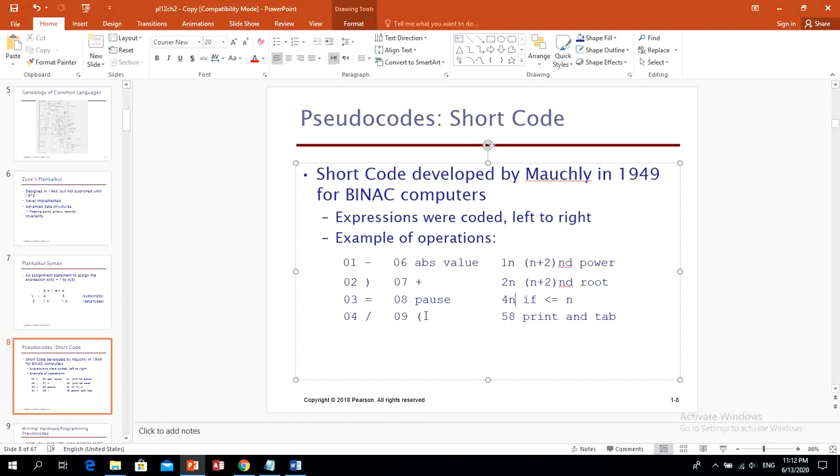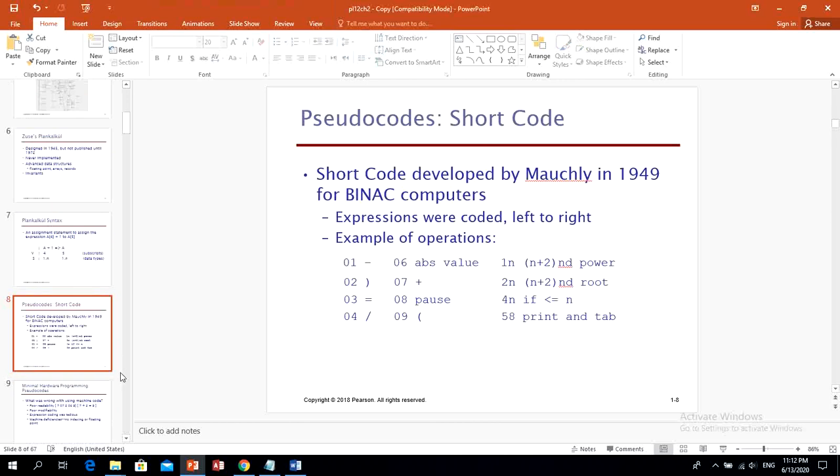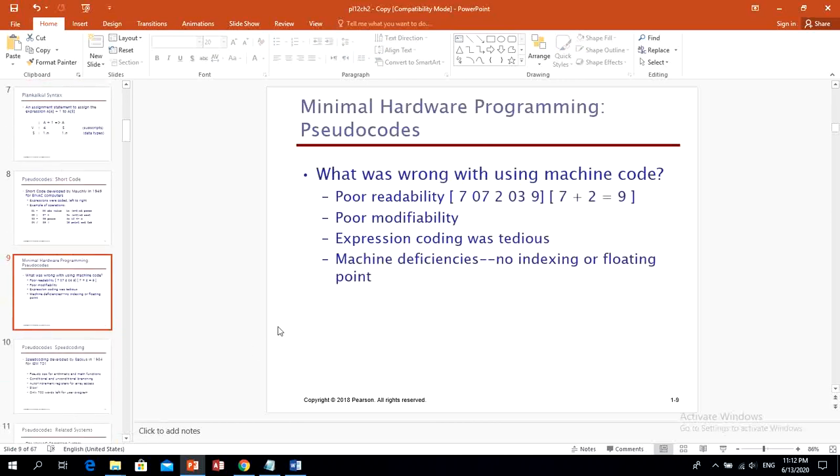So for example, if you'd like to open a parenthesis and put something inside it, you have to use 09 first to open a parenthesis, and then 02 to close it. So it's some sort of poor readability and also poor modifiability. It requires very minimal hardware programming, but expression coding was very tedious.